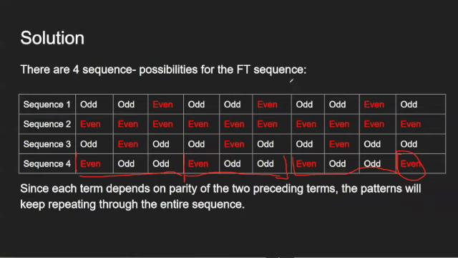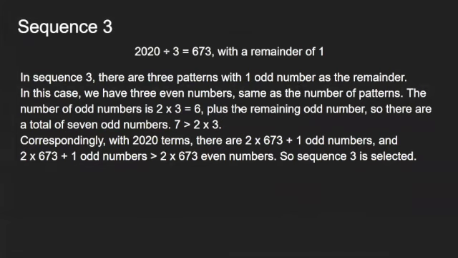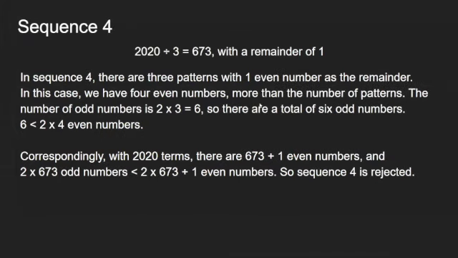So that means the odd numbers are not more than double the even numbers this time. Okay. So that means six odd numbers is less than double the amount of even numbers. So when we get to 2020 terms, there are 673 plus 1 even numbers because the even number is the remainder this time. And 2 times 673 odd numbers is less than double the amount of even numbers plus the remainder. So sequence 4 is not selected.